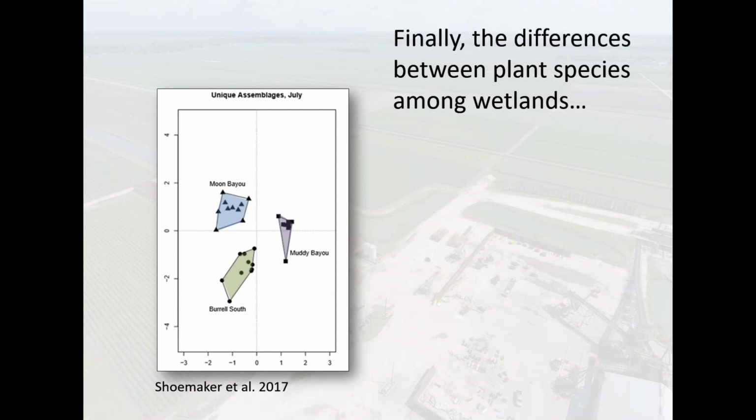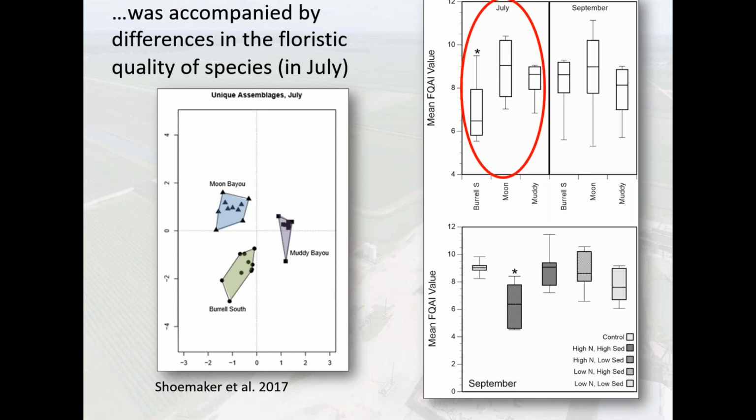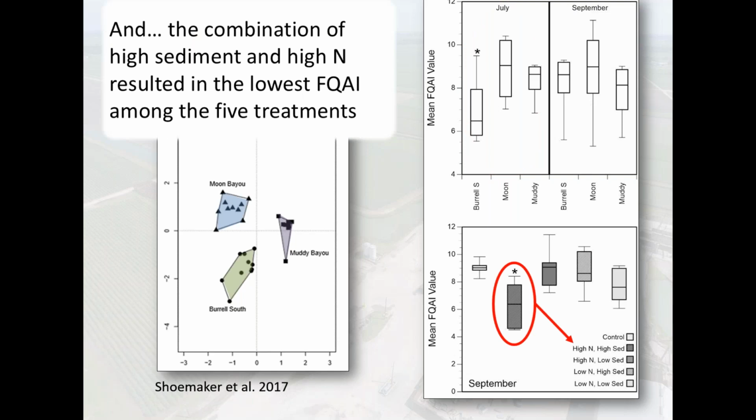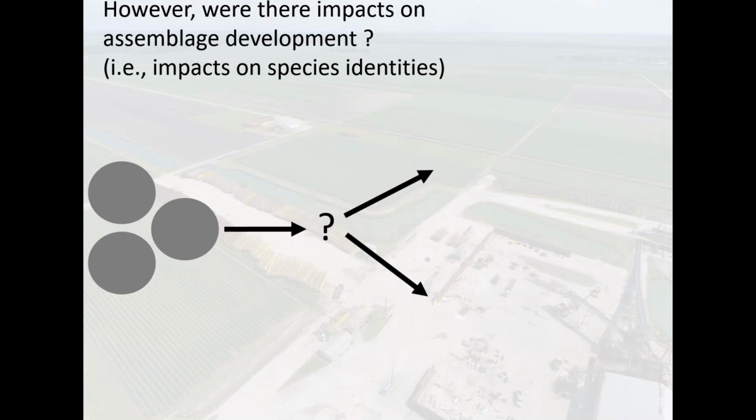And so finally, the difference between plant species among wetlands was accompanied by differences in floristic quality of species in July. And interestingly enough, we see that in September, the combination of high sediment and high nitrogen treatments resulted in the lowest FQAI, a measure of plant quality, among the five different treatments. So while the treatment systems can remove elevated levels of stressors over a short period of time, over a few months actually, we see these stressor levels result in lower quality of plant assemblages.